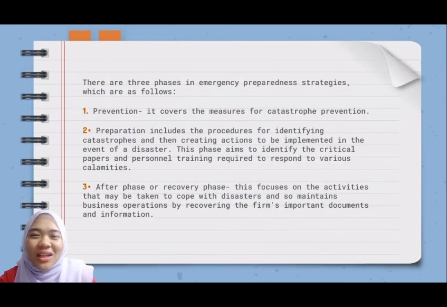There are three phases in an emergency preparedness strategy, which are as follows. First, prevention. It covers the measures for catastrophe prevention. Second, preparation includes the procedure for identifying a catastrophe and then creating actions to be implemented in the event of a disaster. This phase aims to identify the critical paper and personnel training required to respond to various crises. Third, the after phase or recovery phase focuses on the activities that may be taken to cope with the disaster and so maintain business operations by recovering the firm's important documents and information.